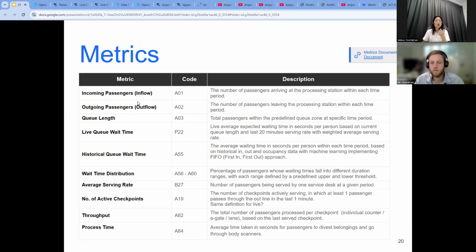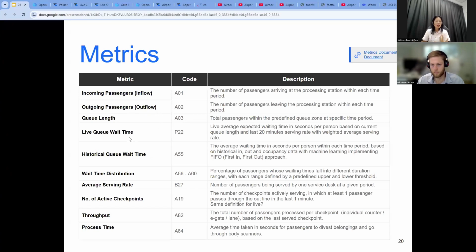We have the inflow, outflow, and queue occupancy, and this is at the most basic level. We are counting how many passengers are arriving, how many are being processed, and how many are currently queuing. These are the foundational numbers for understanding demand versus capacity in real time.